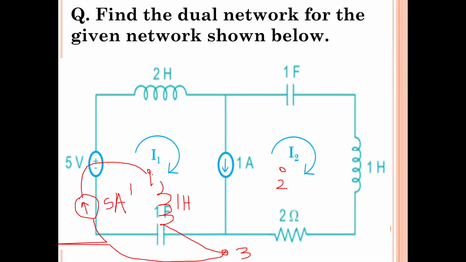Similarly, in between node 1 and node 2, what is there? Current source is there. Replace the current source with what? With a voltage source. See, the arrow mark is downward, so minus and plus symbol. Okay. So this current source value is 1 ampere, so the voltage source value is 1 volt.